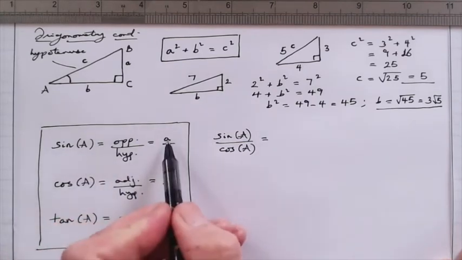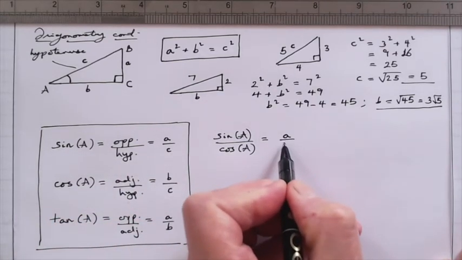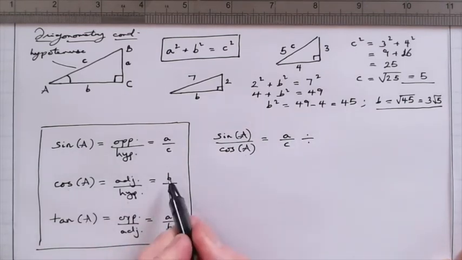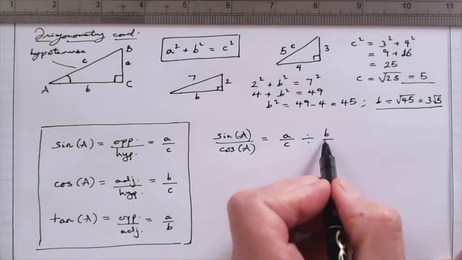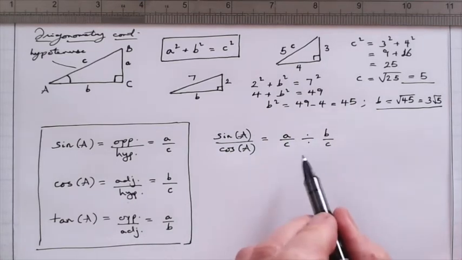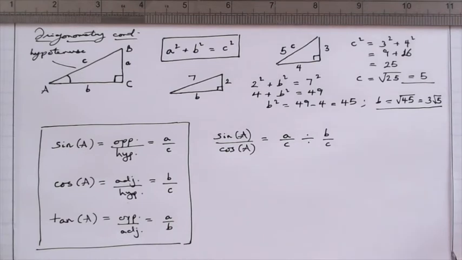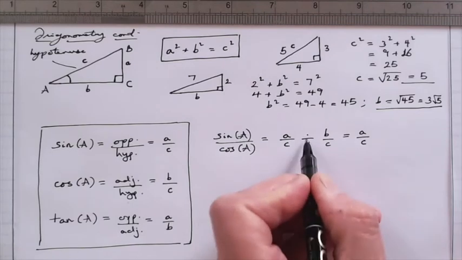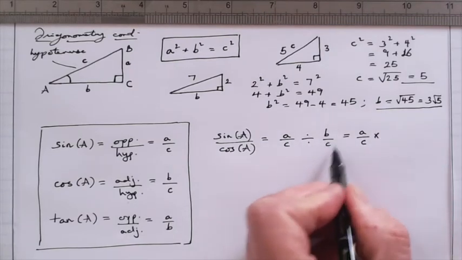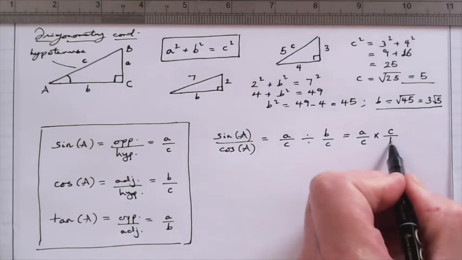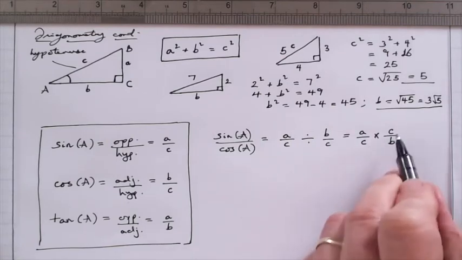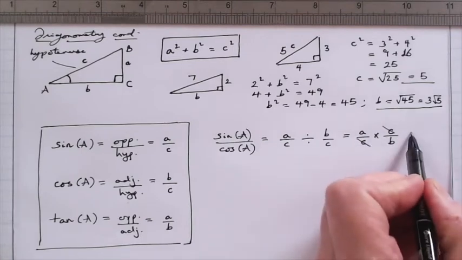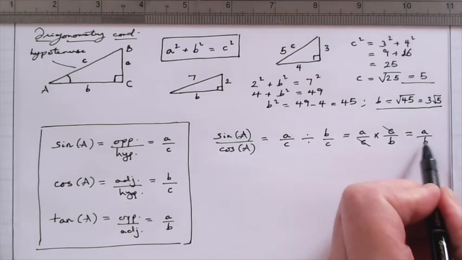Well, the sine of A is the ratio A divided by C, and we're dividing that by the cosine of A, and the cosine of A is B over C. So we have a fraction division, and we can use our knowledge of fractions to do this very simply. Remember, we turn it into a multiplication, but we flip the second fraction. And then you see we have a common factor on the top and the bottom, which is C, which we can strike out. And we're just left with A over B.